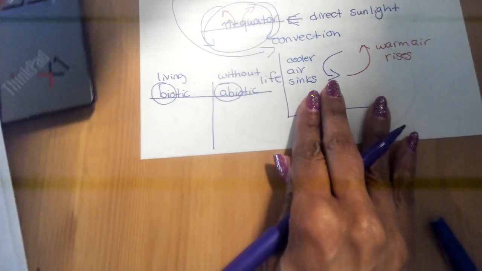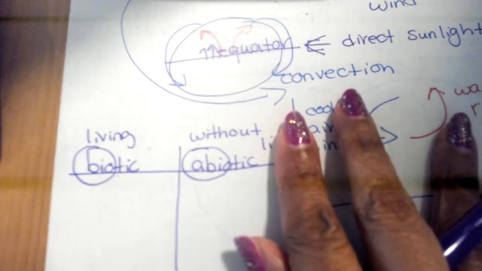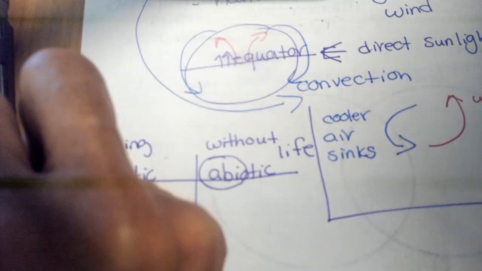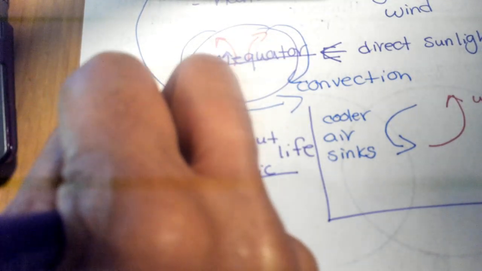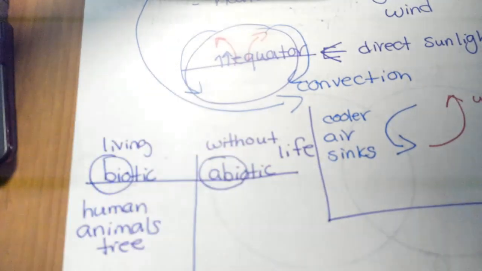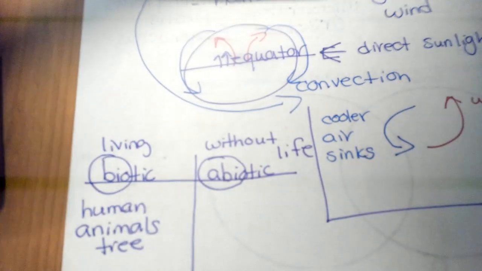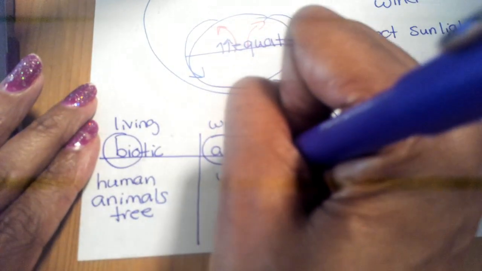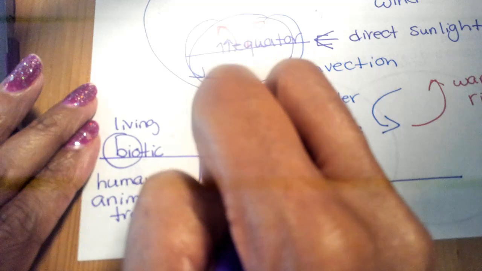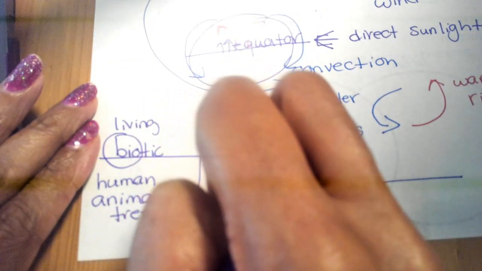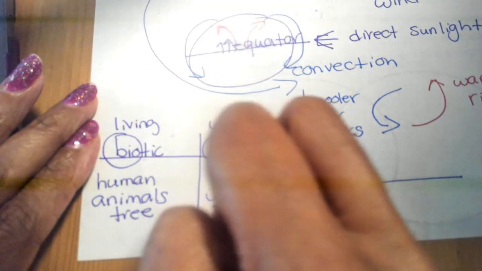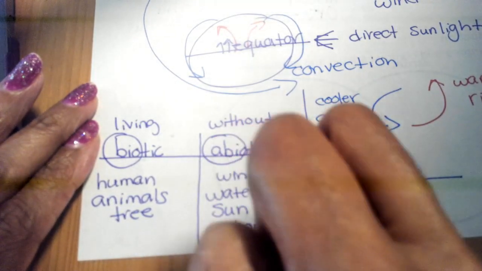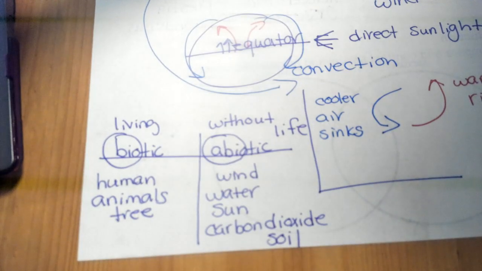Okay, some examples of biotic factors. Things living: human, animals, trees. Okay, those are all living things. All right, so your abiotic: wind, water, sun, carbon dioxide, soil. All of that is non-living. Okay?